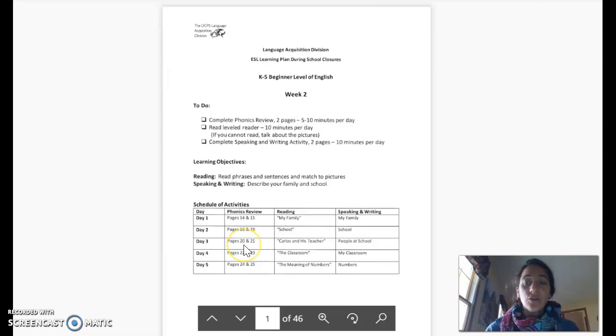Today we're going to do 2 activities looking at combining 2 letters. Vamos a hacer 2 actividades cuando combinamos 2 letras. We're going to read the book, Carlos and His Teacher. Vamos a leer un libro sobre Carlos y su maestra. And then we're going to talk and write about people at our school. Y después vamos a hablar y escribir sobre personas en nuestra escuela. Let's get started.